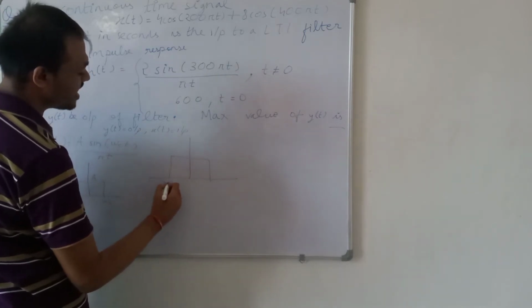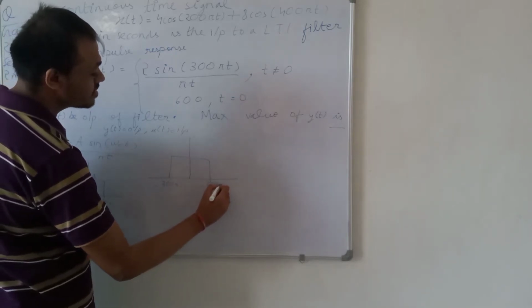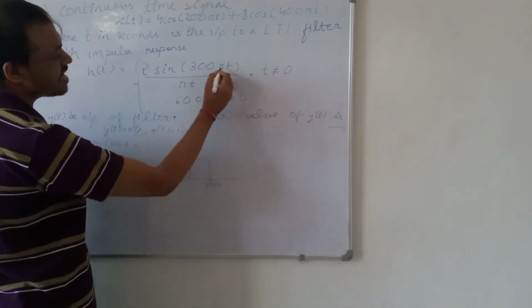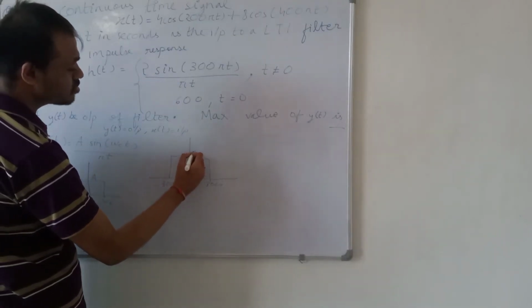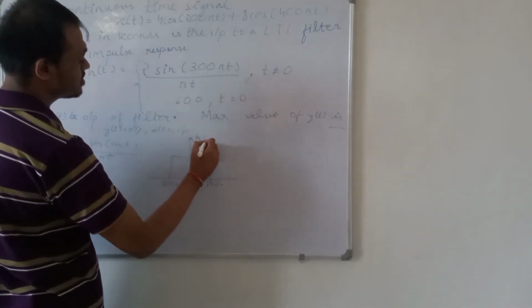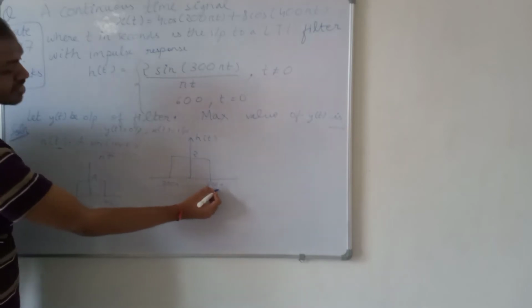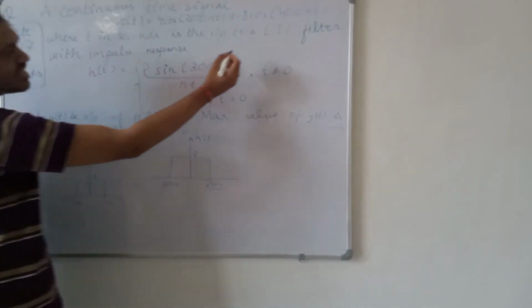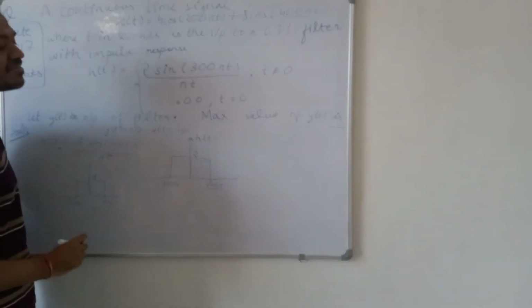So it is from minus 300π to 300π, because this value is 300πt, and this amplitude is 2. So this is the frequency response. So the cutoff frequency is 300π. If the cutoff frequency is 300π, then this 400π component will not transmit. Only this 200π component will transmit.